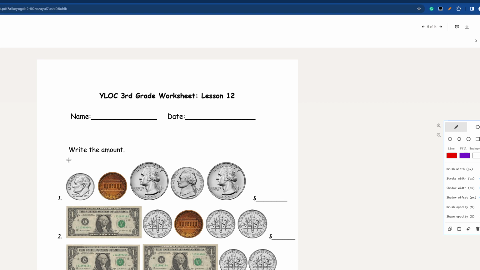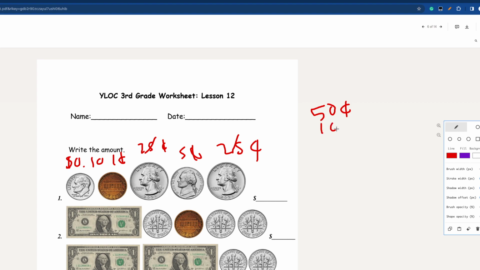As you know, dimes are 10 cents. Let's write it like so: 1 cent, 25 cents, 5 cents, and then 25 cents again. First let's add these together, which equals 50 cents. Then we have 10 cents, which equals 60 cents.